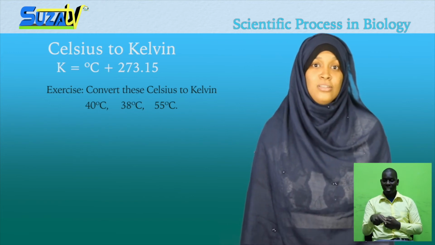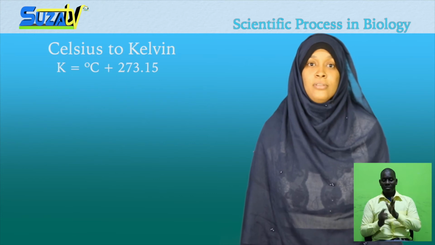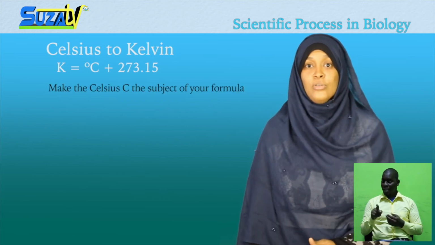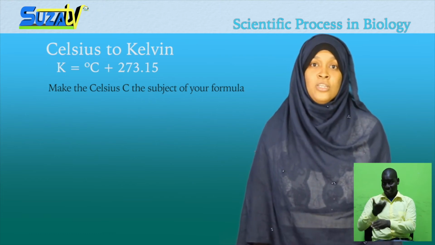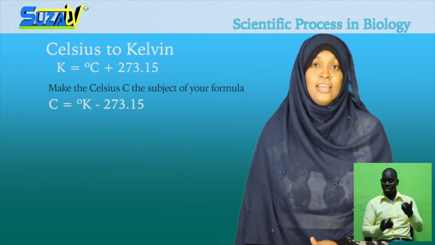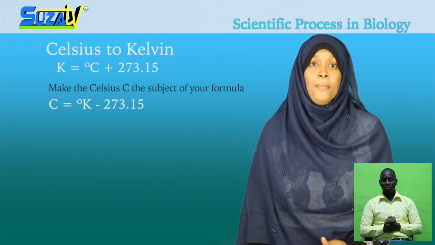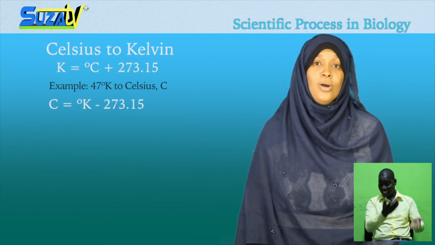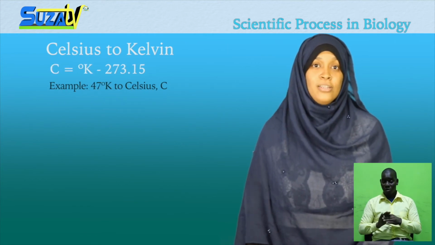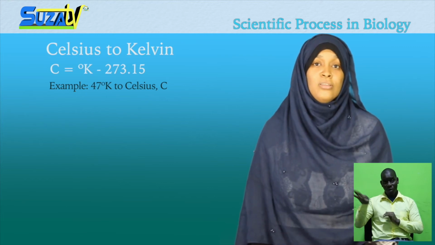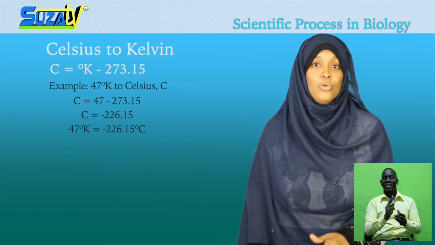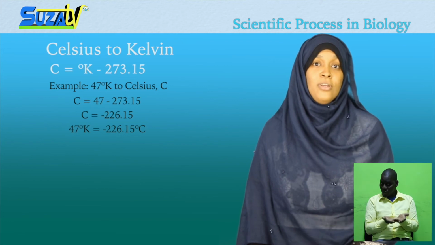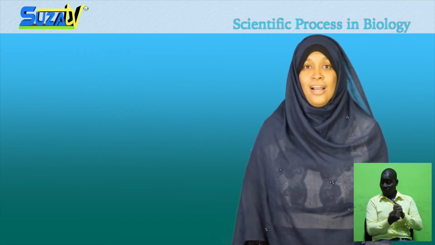Convert these degrees Celsius temperatures into Kelvin. To convert degrees Kelvin to degrees Celsius, make the Celsius C the subject of your formula. So the formula will change to C is equal to degrees Kelvin, K, minus 273.15. For example, convert 47 degrees Kelvin to degrees Celsius. Therefore, 47 degrees Kelvin is equal to minus 226.15 degrees Celsius. I hope now you have understood how to convert these units.